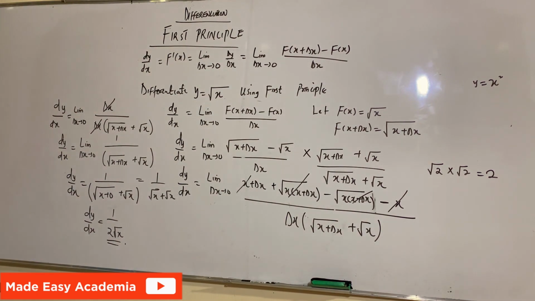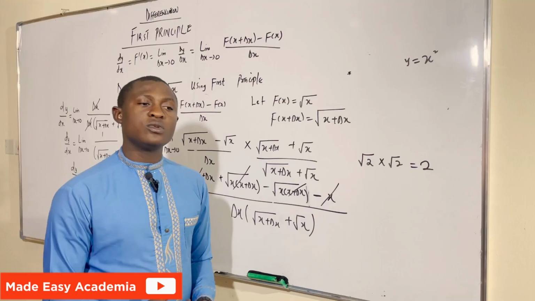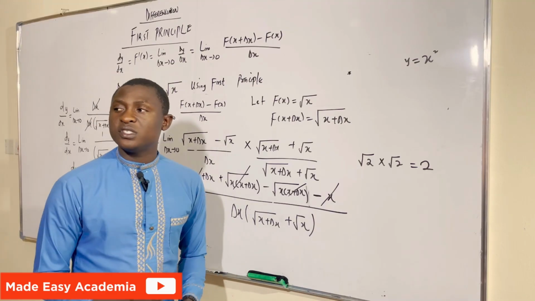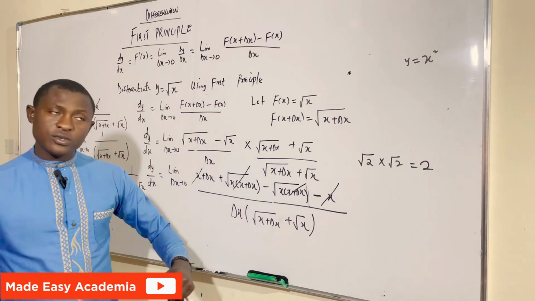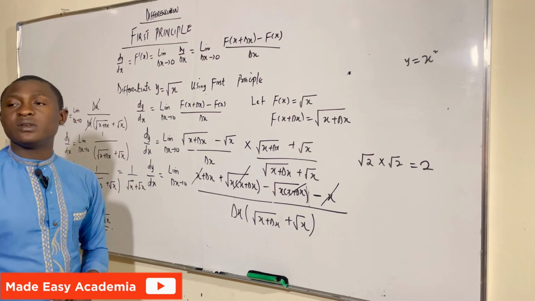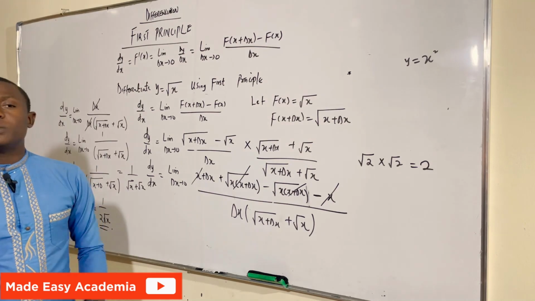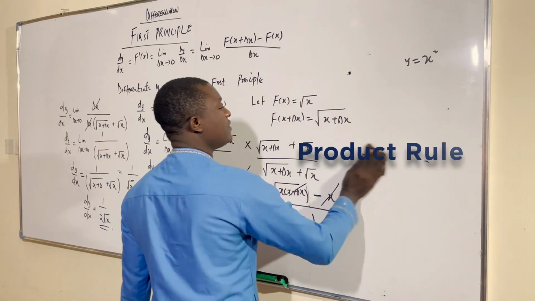So that's all about the first principle. Just know one thing: under the first principle, when you have x, you change your x to be x plus change in x, depending on the variable that we have. After dividing all through by change in x, then you limit the value to 0. So that's all about what we have for the first principle. The next one we have is the product rule.